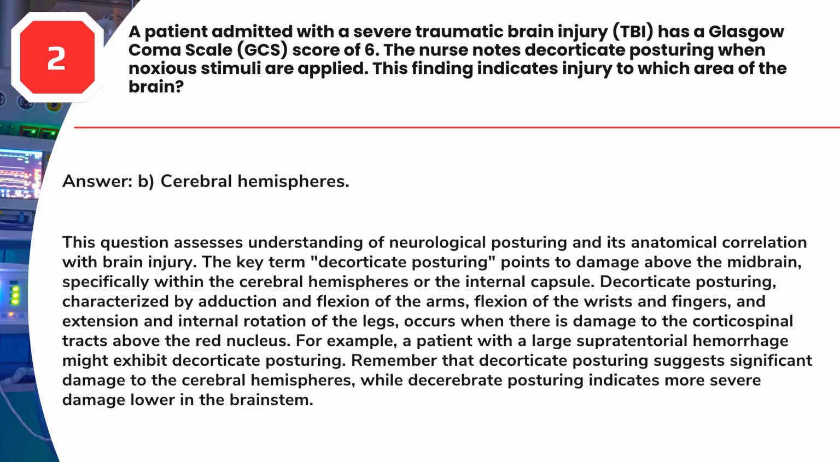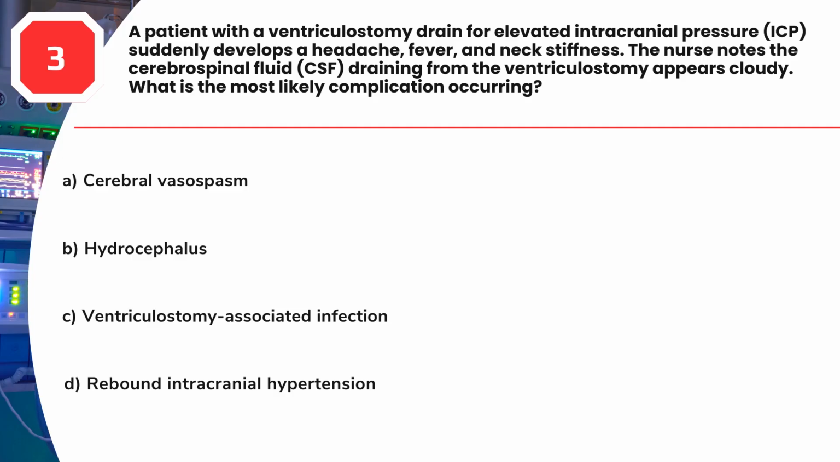Question 3. A patient with a ventriculostomy drain for elevated intracranial pressure, ICP, suddenly develops a headache, fever, and neck stiffness. The nurse notes the cerebrospinal fluid, CSF, draining from the ventriculostomy appears cloudy. What is the most likely complication occurring? A. Cerebral vasospasm. B. Hydrocephalus. C. Ventriculostomy-associated infection. D. Rebound intracranial hypertension.